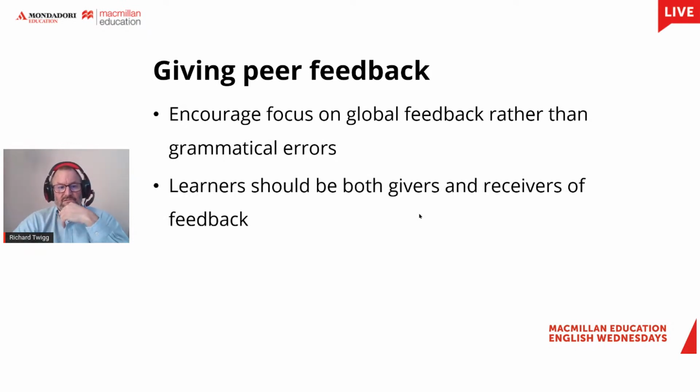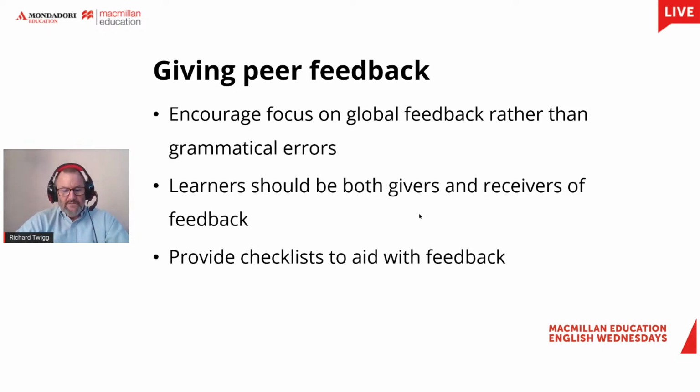Very important that if we do peer feedback, the students get an opportunity to both receive and to give feedback. So get the students to exchange their writing, get students in groups to do a speaking activity, and one student listens to both and gives feedback, and then they change the roles. So everybody gets an opportunity.